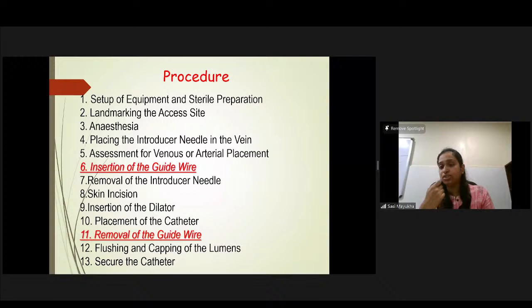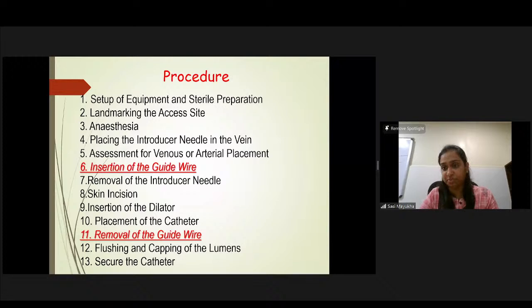So make sure that there is blood-free aspirate of the blood before you insert the guide wire. And if there's any resistance while inserting the guide wire, make sure that you pause, reassess, and then insert the guide wire. The other important step is removal of the guide wire, because there are a lot of incidences where the guide wire has been pushed inside and the patient has been sent to the cath lab to remove the guide wire. There are a lot of complications if the guide wire is left in place.